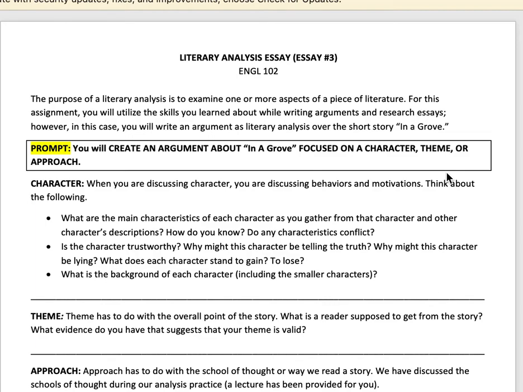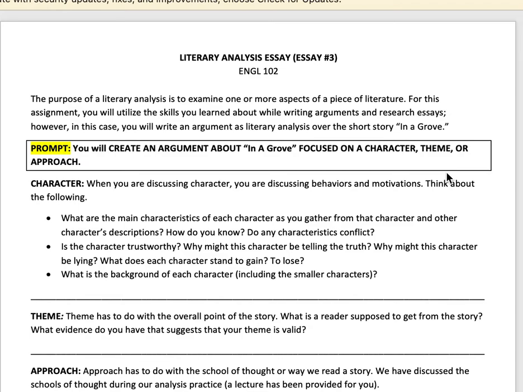Analyzing a piece of literature, you are creating arguments by talking about that literature, by telling your audience that something is true about that piece of literature. So for example, if you're arguing that Snape is actually, say, a protagonist rather than an antagonist in Harry Potter, that is an argument. So I want you to choose either a character, a theme, or an approach. Don't do all three. That's going to be too much to do. But I want you to talk about what's most interesting to you within the text.